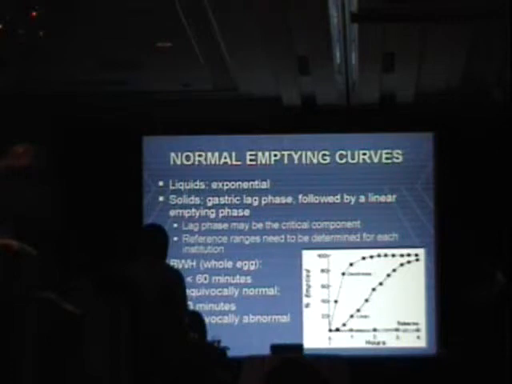Normal emptying curve depends on whether you're giving solid or liquid. Liquid has a rapid exponential type of emptying. Solids have a more linear type of emptying after a short gastric lag phase. The lag phase can be abnormal in and of itself, and that could be the critical component. So we're still looking at that over here at the Brigham. Nothing definitive has been published on that yet, though.